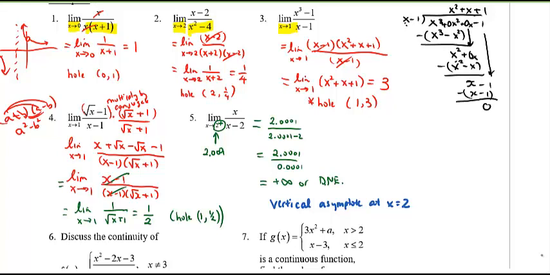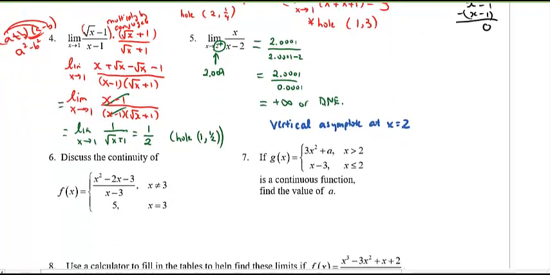Let's look at number 6 and then 7. If I ask you to talk about continuity, discuss the continuity of this function. What do I mean by discuss? Well, I'm really saying to you, is this function continuous? And if it is everywhere, just say that. And if it's not continuous at some point, tell me where. And tell me why it's not continuous.